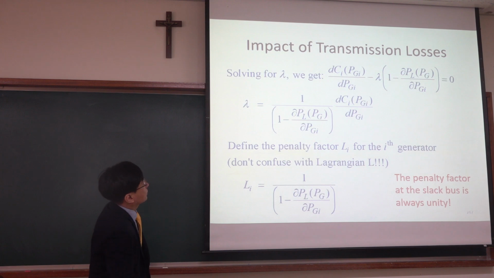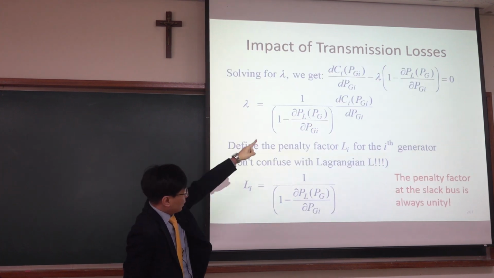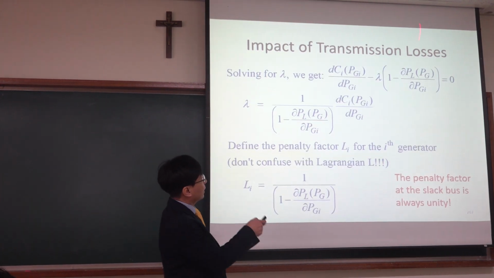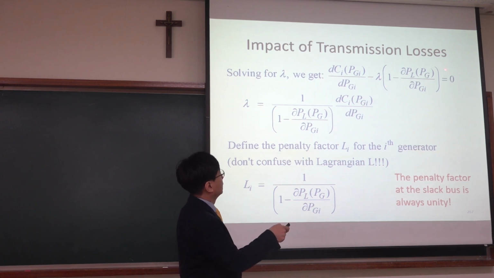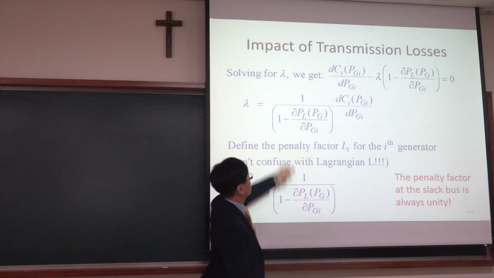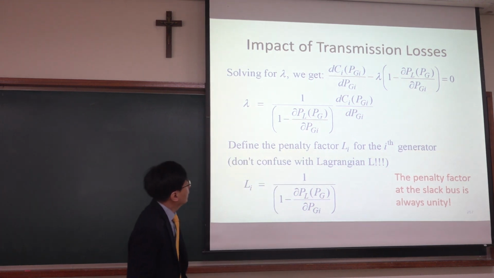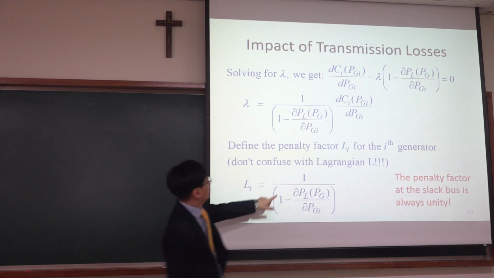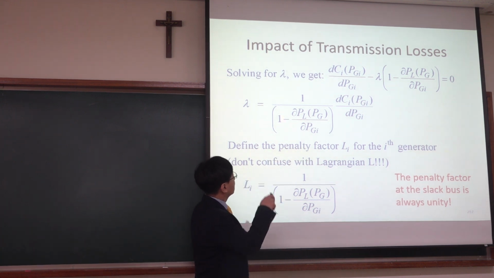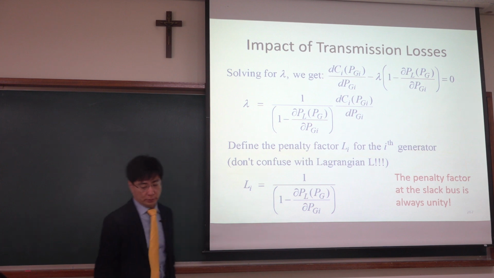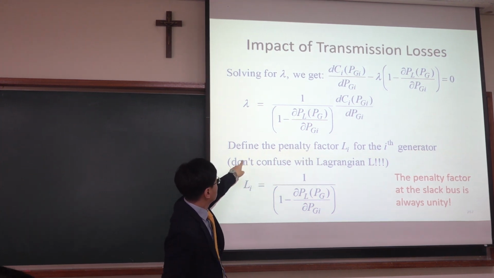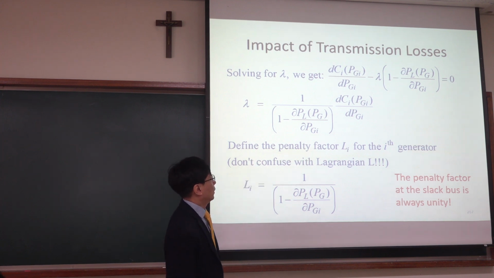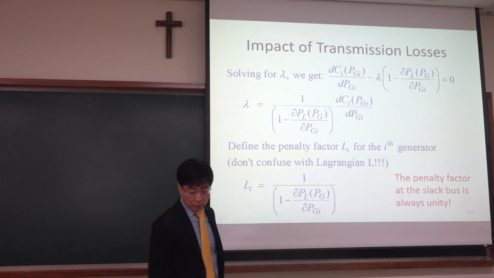So, okay, same equation, and just divided. Move this part to the right-hand side, and then divide that by this term, and then you get this one. Then we define this as Li, just a definition. And the meaning of this Li is that this is the penalty factor for the ith generator. So this is not a Lagrangian, okay, just a penalty factor.